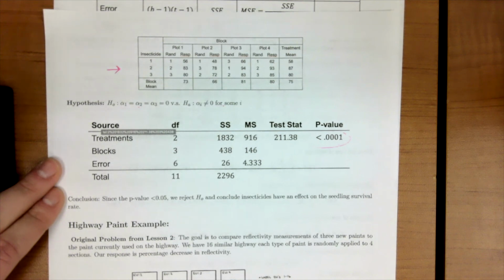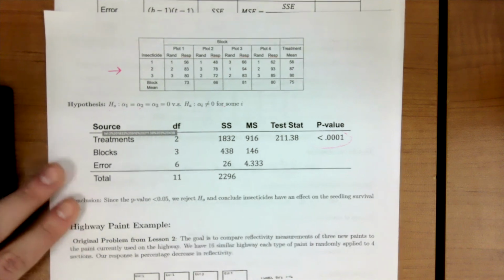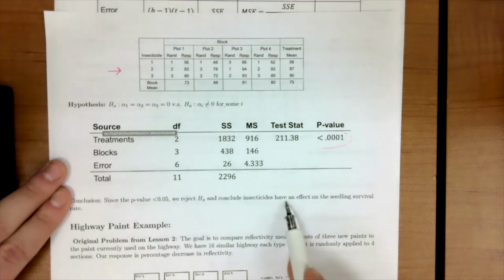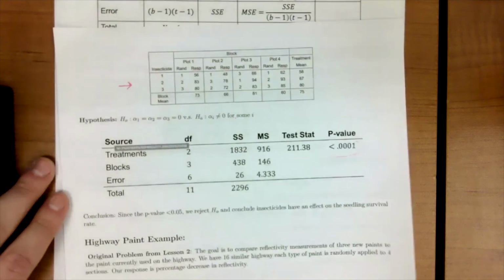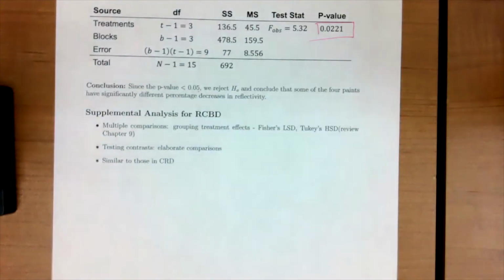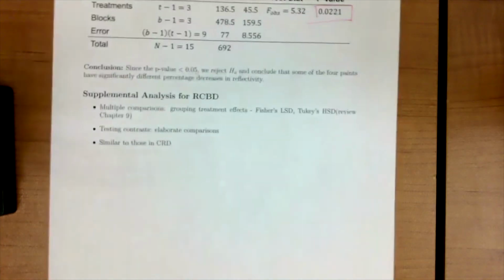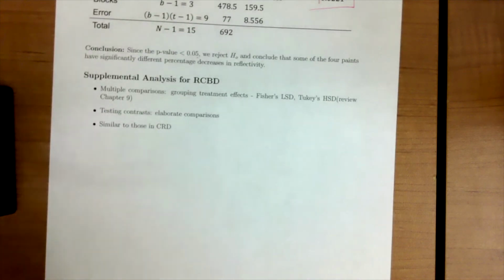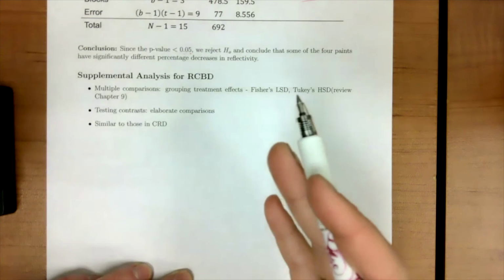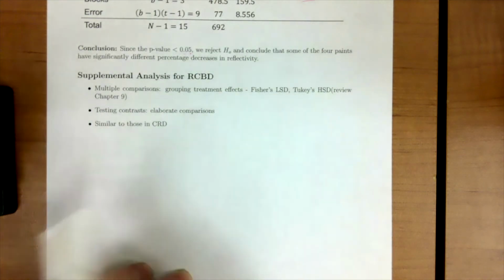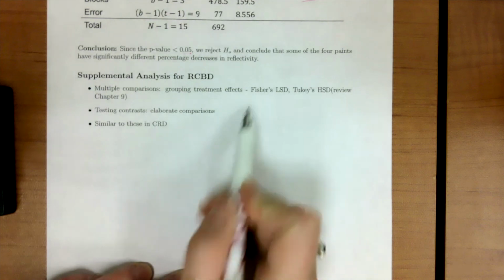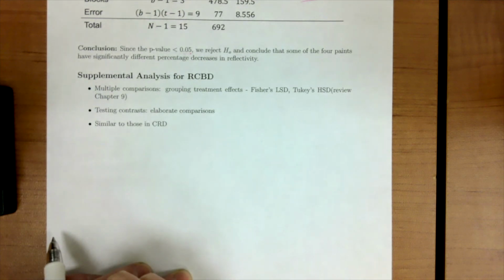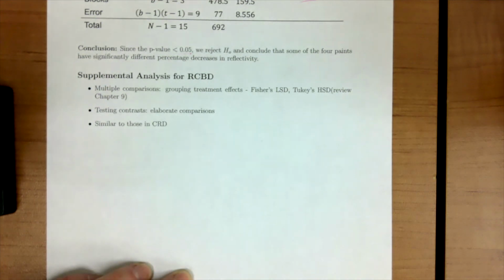Okay, now notice that both of our highway and insecticides resulted in showing us or telling us that there's an effect of the treatment. We can now do some supplementary analysis that we talked about with the completely randomized design, such as Fisher's and Tukey's or some contrasts. And in your homework, you're going to have some problems that relate to this. If you watch your JMP or R video, I will quickly go over it, but it will be very similar to what you saw in the CRD video. That's all I have.